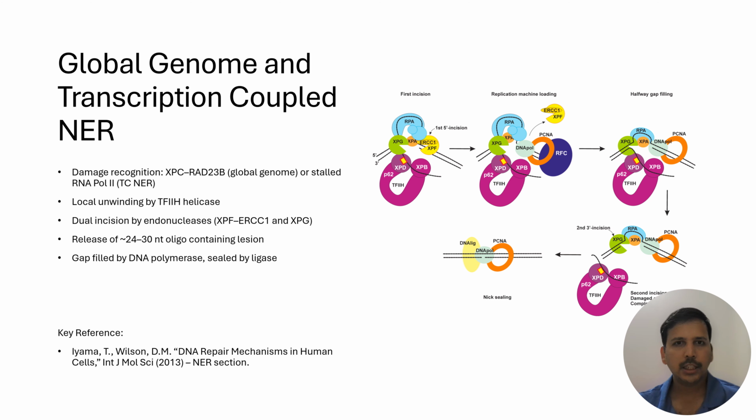DNA polymerase fills in the missing nucleotides using the other strand as a template, and DNA ligase seals the final nick. Mutations in different NER components lead to distinct syndromes. For example, xeroderma pigmentosum from defects in global genome NER and Cockayne syndrome from defects in transcription-coupled NER, both characterized by extreme photosensitivity.